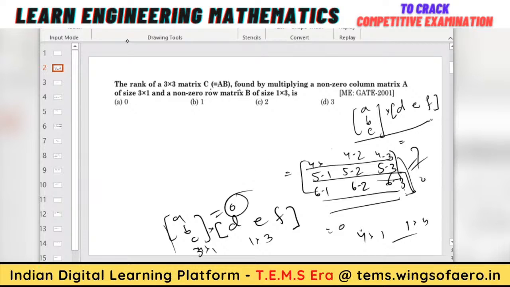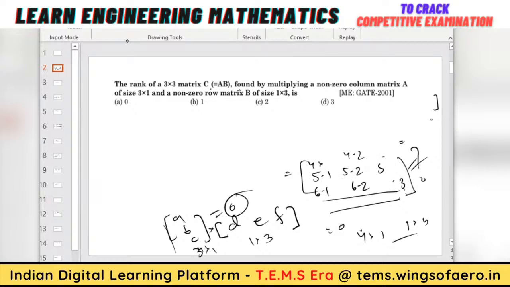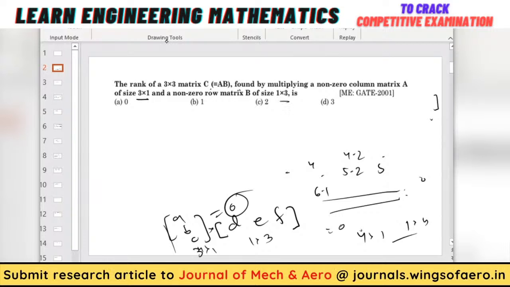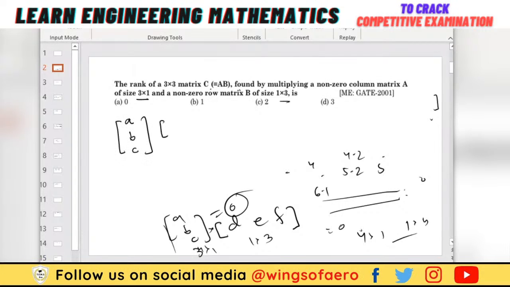Now tell me, what is the rank? What is the rank if I multiply like this? A 3 cross 1 matrix and a 1 cross 3 matrix, that is A, B, C and D, E, F. What is the rank if I multiply this?